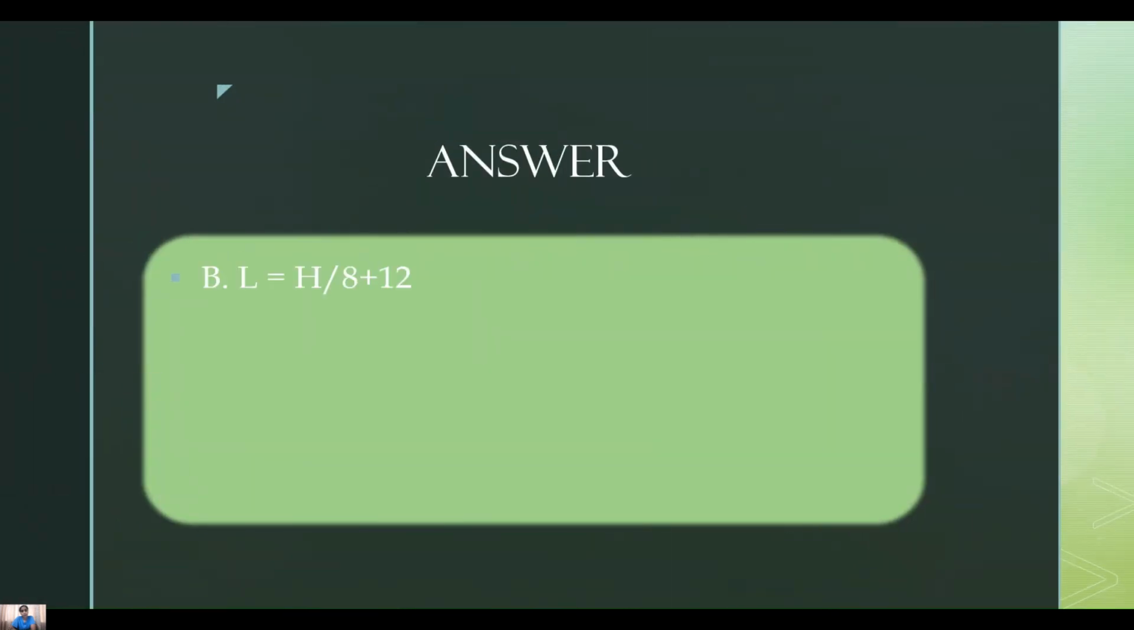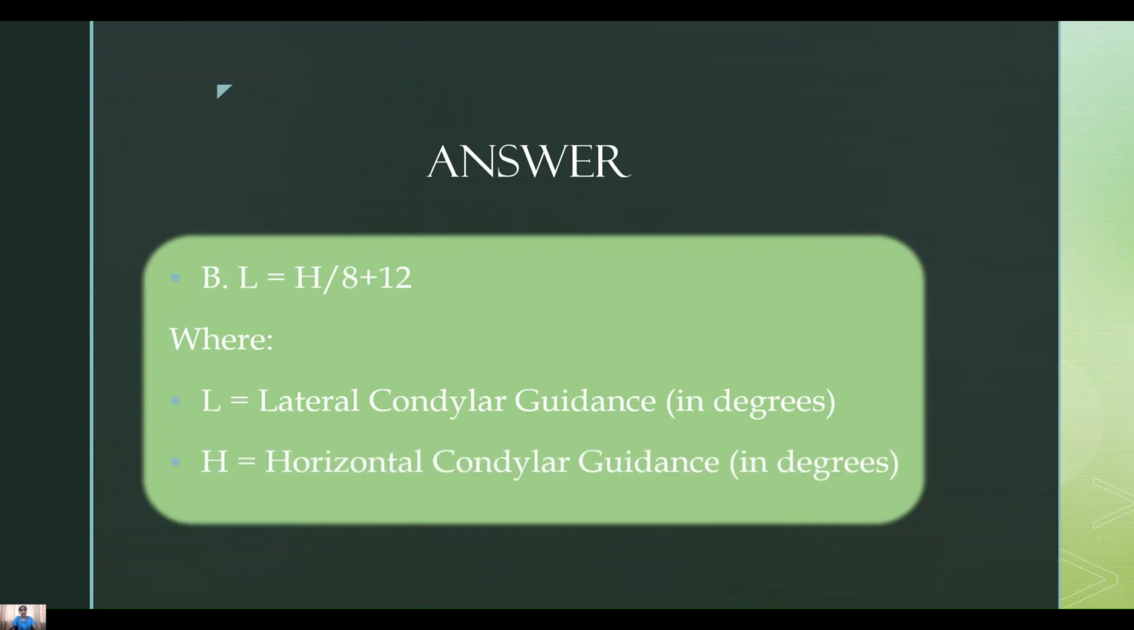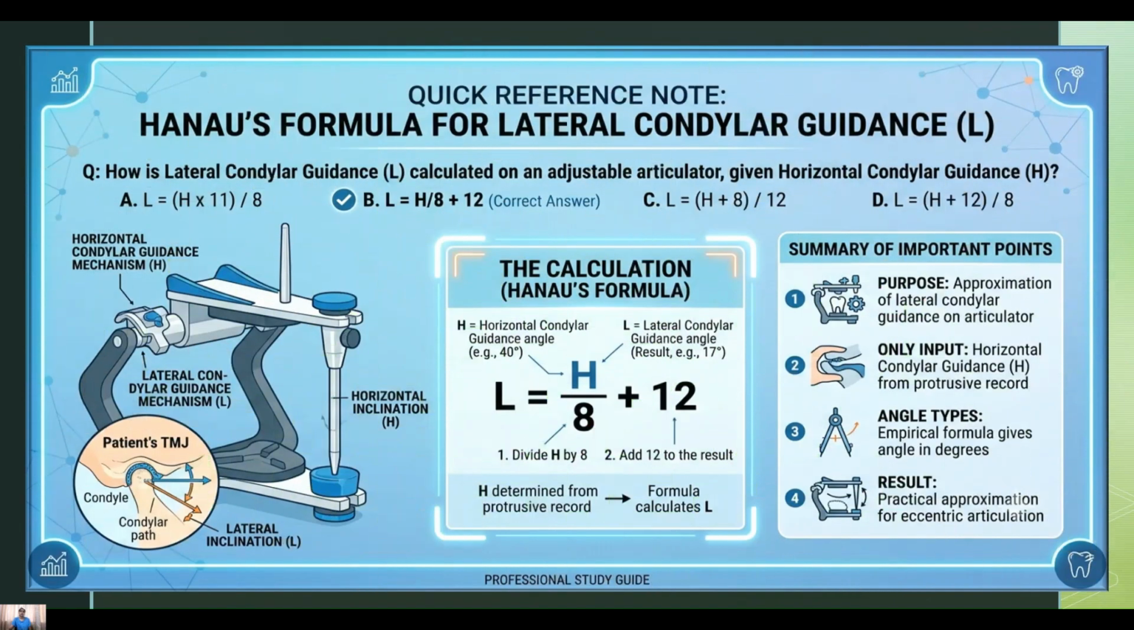B. L equals h by 8 plus 12, where L equals lateral condylar guidance and h equals horizontal condylar guidance. So, Hanau's formula is a classic empirical equation used to calculate the lateral condylar guidance angle on semi-adjustable articulators when only the horizontal condylar guidance is recorded from a protrusive check bite.